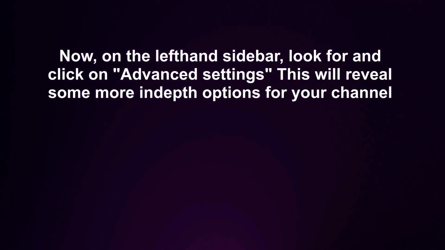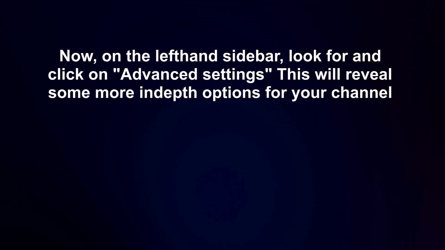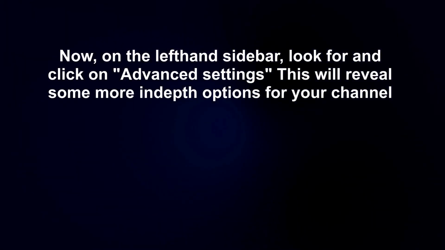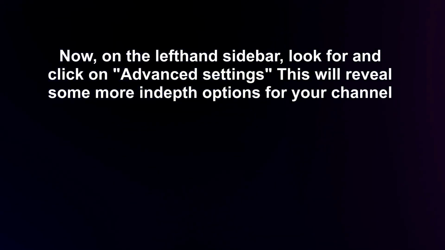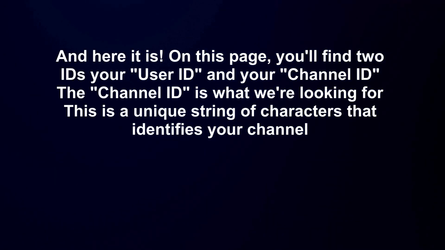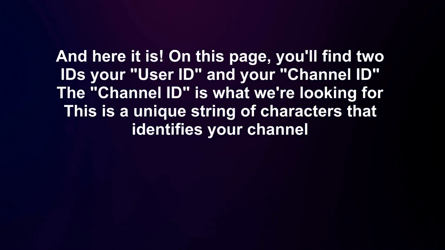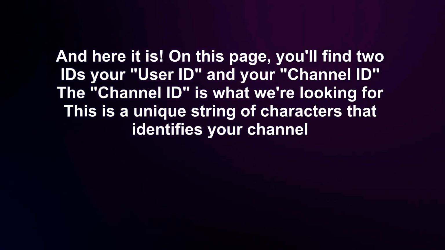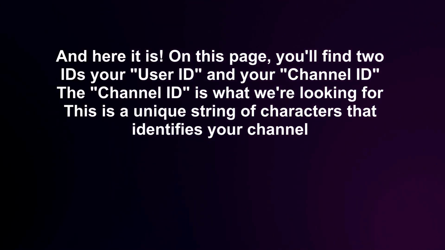Now, on the left-hand sidebar, look for and click on Advanced Settings. This will reveal some more in-depth options for your channel. And here it is. On this page, you'll find your user ID and your channel ID. The channel ID is what we're looking for. This is a unique string of characters that identifies your channel.